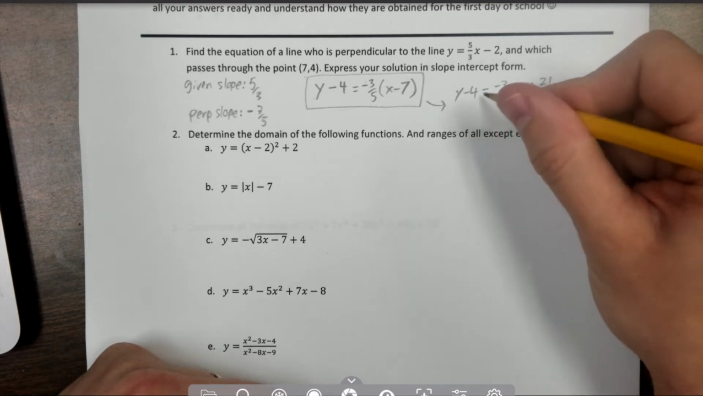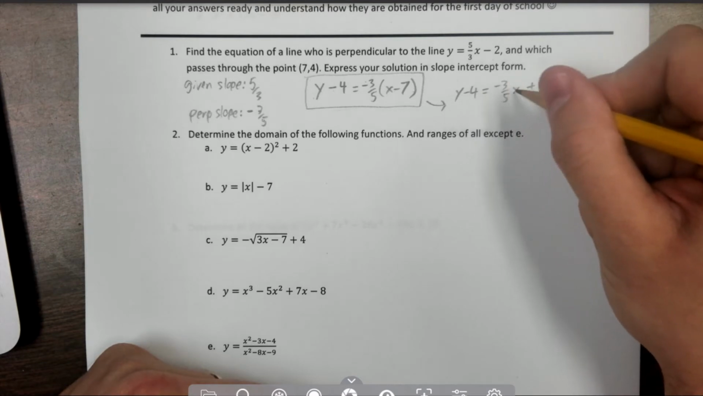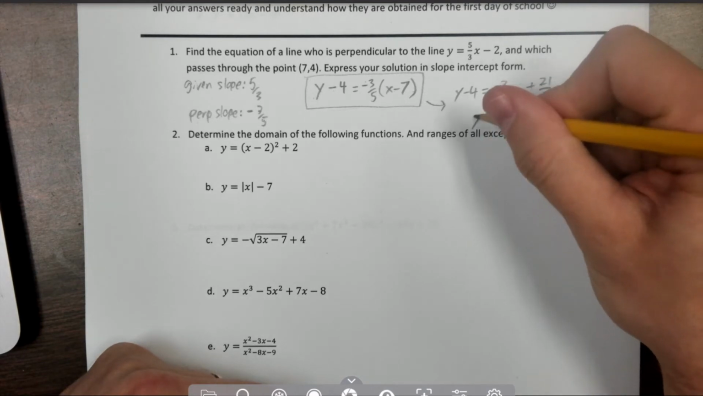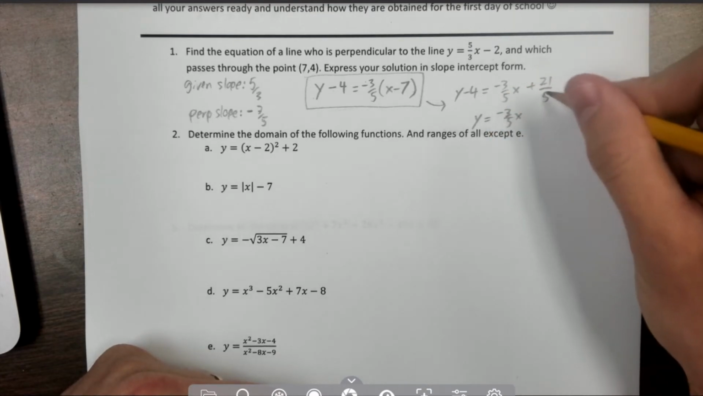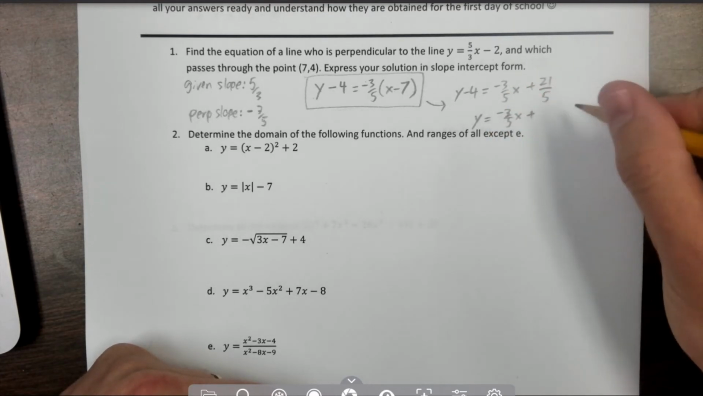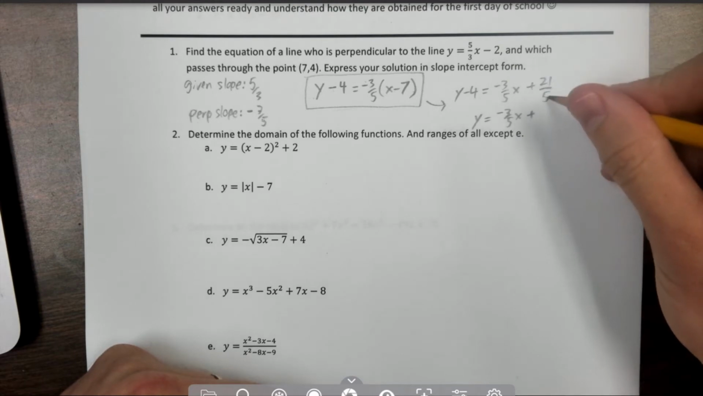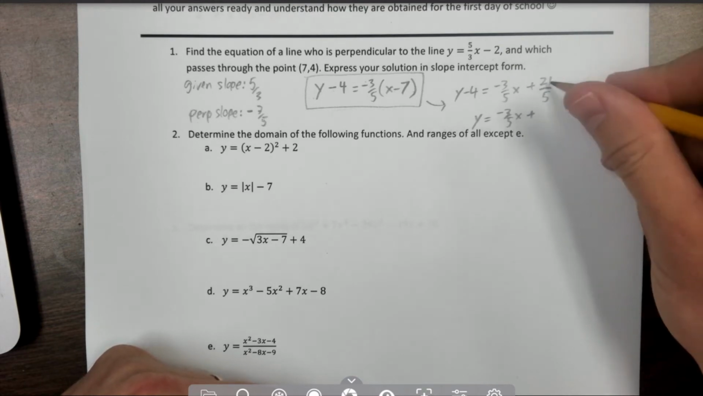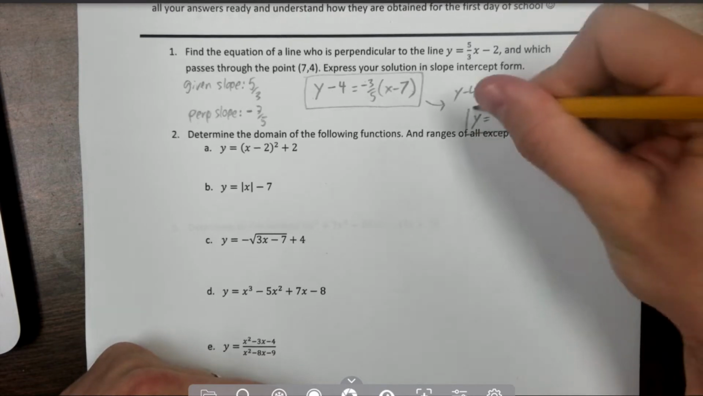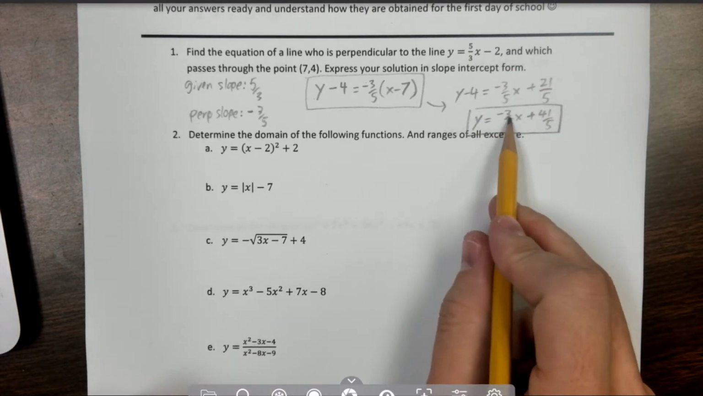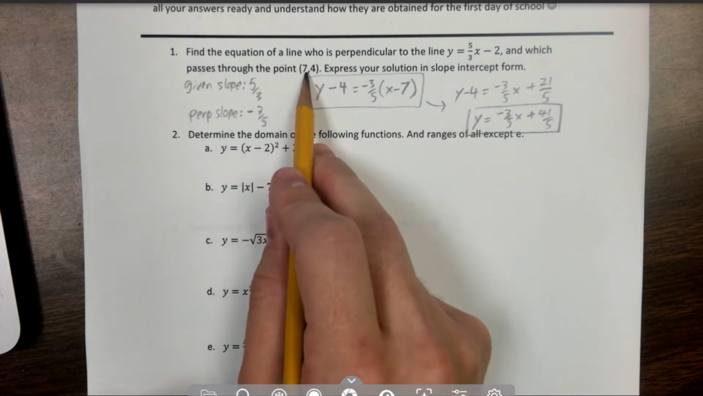Now that's still not by itself yet. I now need to get it to say y equals something x plus something. So that just means I need to add 4. Now 4 with a common denominator of 5 is 20. So when I add 4 to 21 over 5, I'm really adding 20 over 5 to 21 over 5. So I get 41 over 5. So there's the line that's perpendicular to this line that passes through the point 7, 4. Hooray!